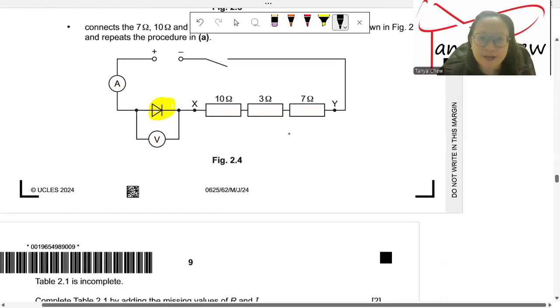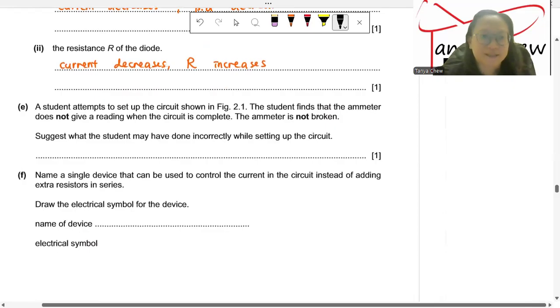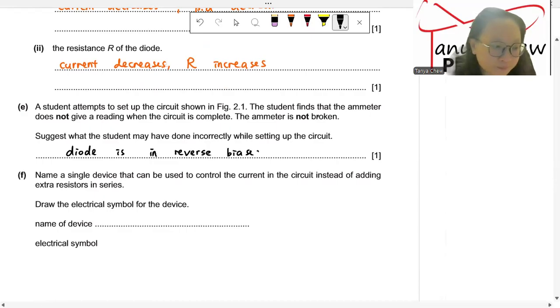So that is why I say one of the possibilities is that the diode is in reverse bias.